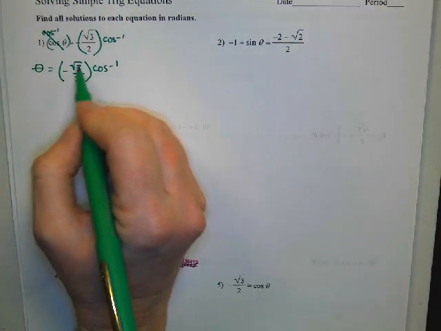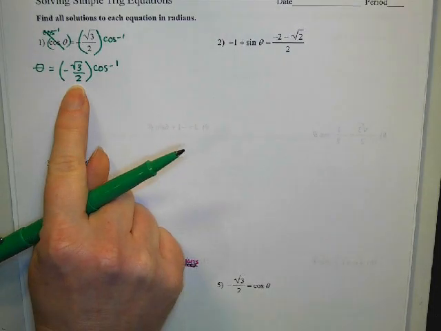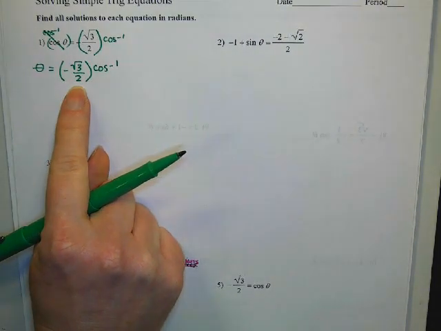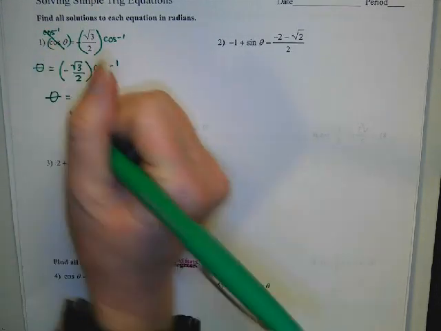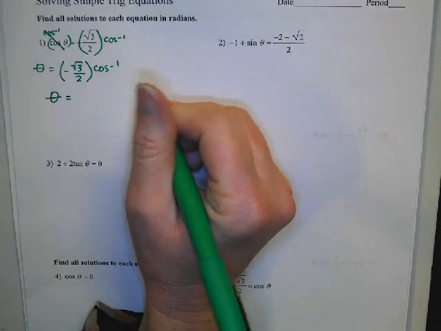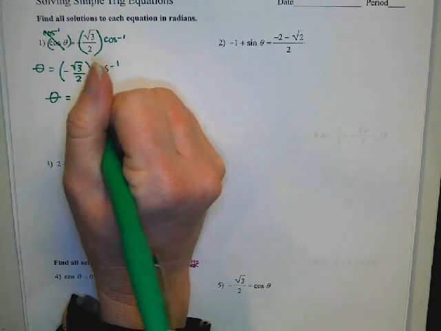But pi over 6 would be positive because everything's positive in quadrant 1, and this is negative. So I need to know where cosine is negative. What quadrant is cosine negative in? 2 and 4, but let's go with 2 first. So I need the pi over 6 that's in quadrant 2. What pi over 6 is in quadrant 2? 4 pi over 6. Close. 5 pi over 6. 5 pi over 6.